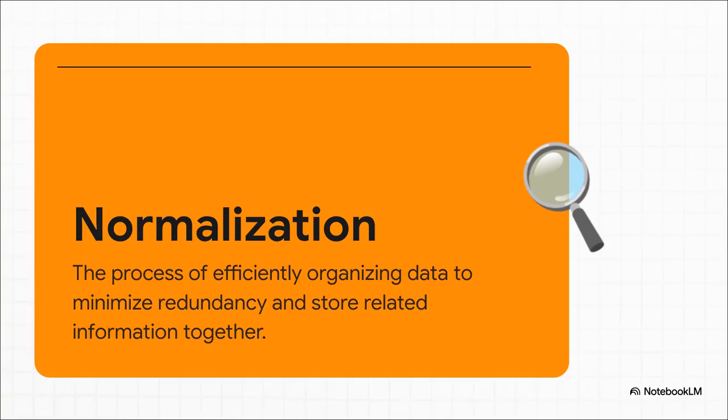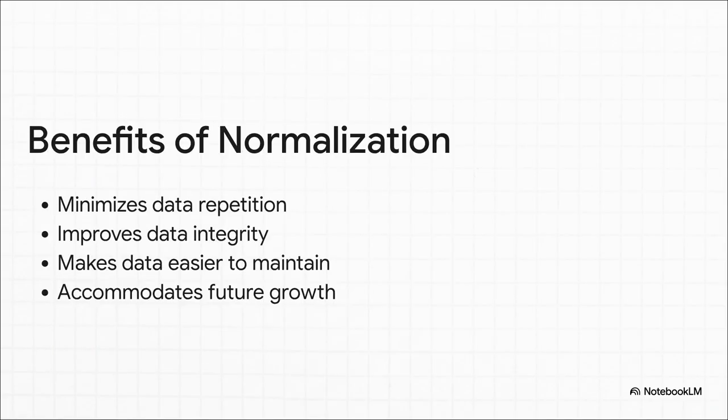At its heart, normalization is just the process of tidying up your data to get rid of repetition. The big idea is to make absolutely sure you aren't storing the same piece of info in more than one place. It's all about putting things that belong together. Simple as that. And why do we go through all this trouble?